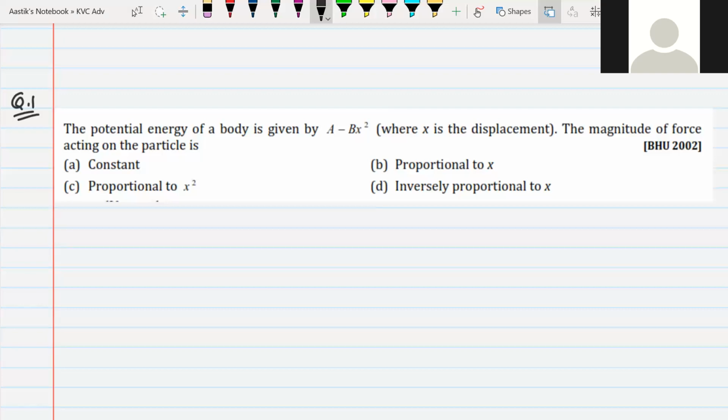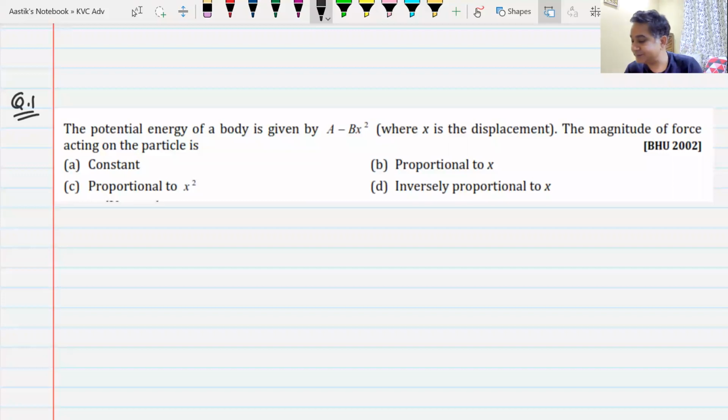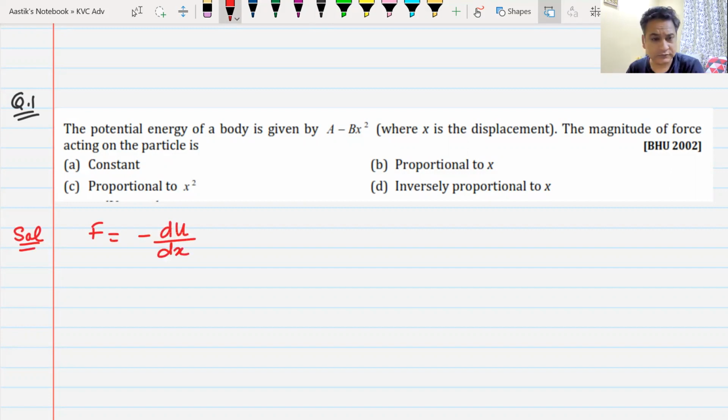Yes, what is the answer? Option B, sir. Proportional to X. And how did you get the answer? We just have to do simple things correctly. And what is the simplest thing? F is minus dU by dx. Yes or no? Yes, sir. Differentiate it once and you will get this answer. Right? And that is the correct answer.